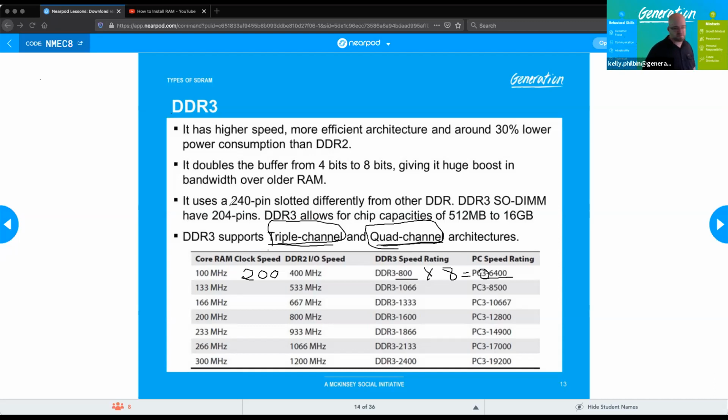I guess we're going to drop the presentation in student paste in Slack, so you'll be able to go back over this and look at it. Pay attention to your pin counts as they change with each generation. So when they say 240 pin, 204 pin, it should give you an indicator whether it is a SODIMM, a microDIMM, and what generation it is. Any questions so far?